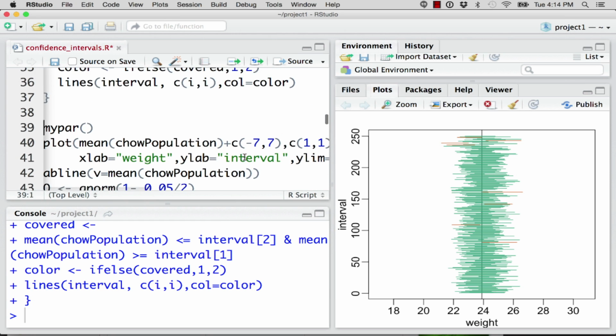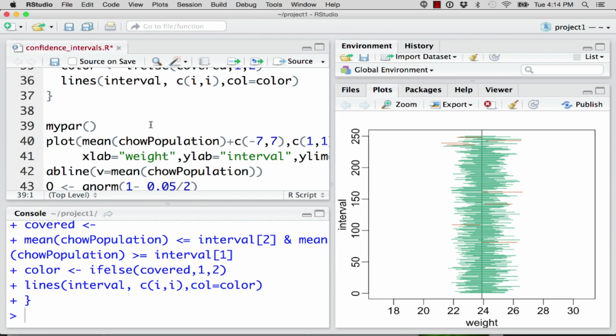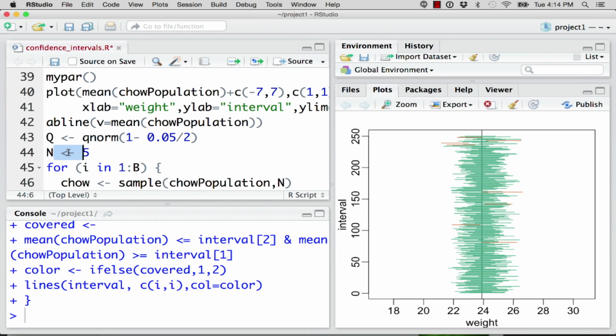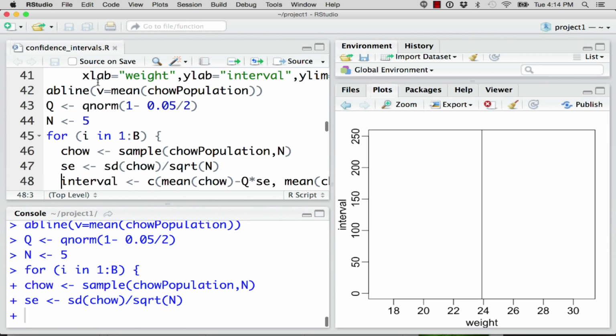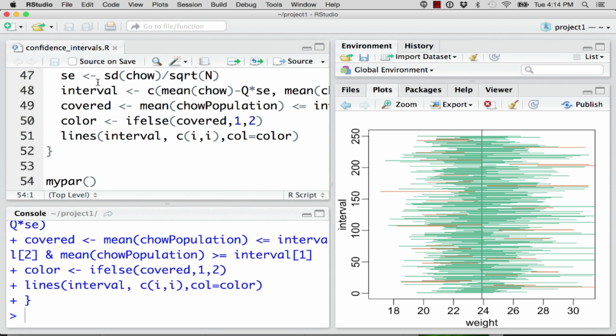Now let's do the same thing. Now we're going to repeat the experiment, but instead of 30, I'm going to sample 5 mice. So now, does the central limit theorem work with only 5? Probably not. And what we're going to see, if we repeat this experiment, is that we have a lot of red lines. You can see them. There's much more than 5%, and that's because we didn't make the intervals big enough.